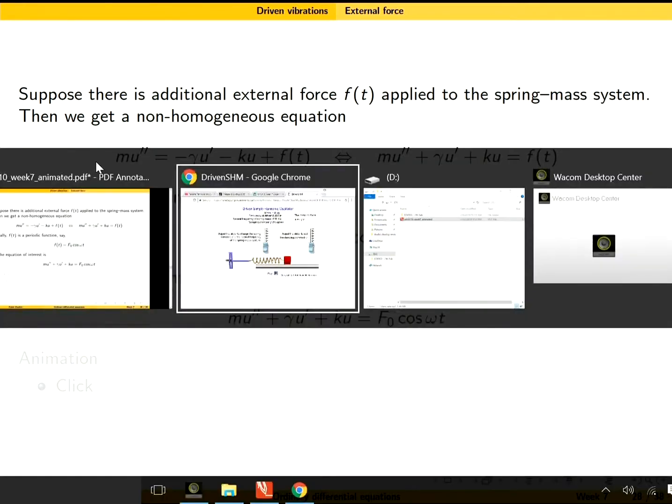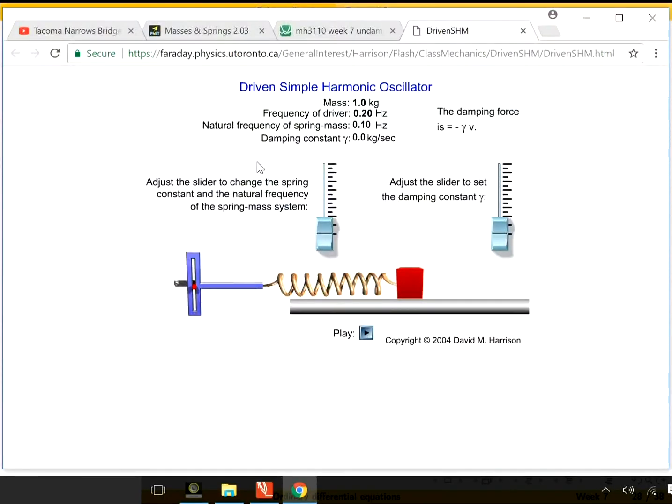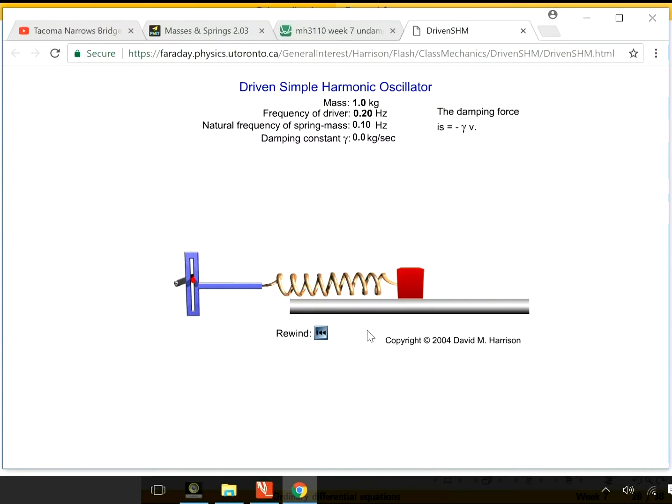So let me show you how it looks like, right? In this case, note that I've set the frequency of the driving force to be more than the frequency of the spring mass system. So this thing here on the left is our driving force, and this is our spring mass system, and here is what it looks like. Applying an external force means that the spring is not fixed, but we are trying to mess around with the spring itself too.